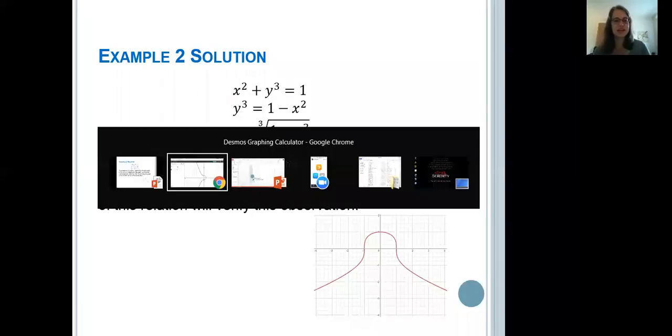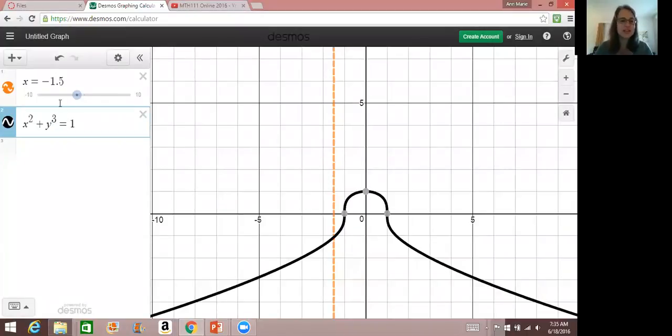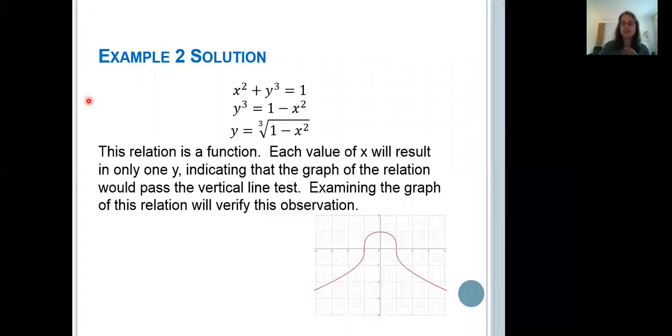And if we take a look at this guy on Desmos, x squared plus y to the third, we'll see, sure enough, it passes the vertical line test. And this relation is indeed a function. And we knew that algebraically because there was no question here when we were able to solve for y without having to use any sort of an absolute value or a plus or a minus or anything funky. We could just solve for y.